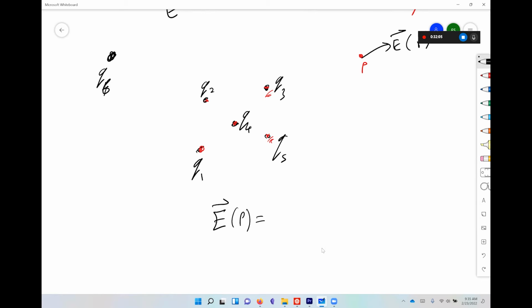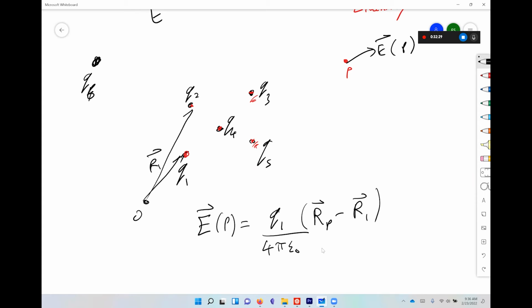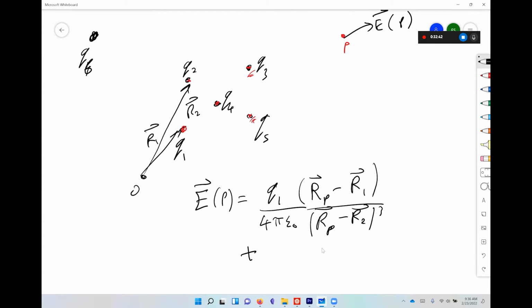So it's going to be Q1 over 4 pi epsilon naught, times RP minus R1. R1 is the position vector of Q1. This is O, and this is going to be R1, this is going to be R2, and so on and so forth, over the magnitude of RP minus R1 cubed. And then plus the second contribution from Q2, which is Q2 over 4 pi epsilon naught, and so on.